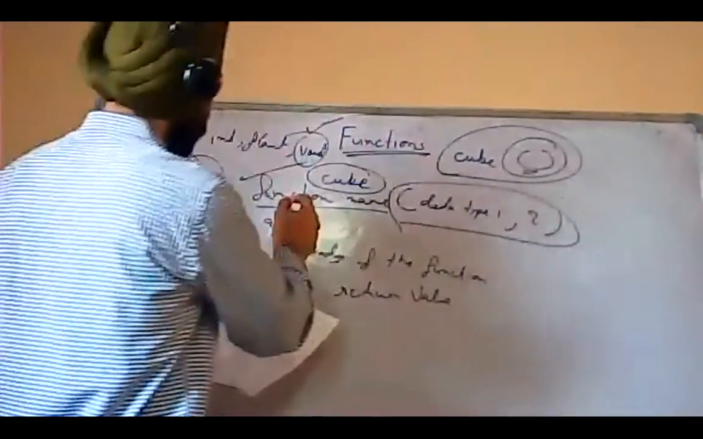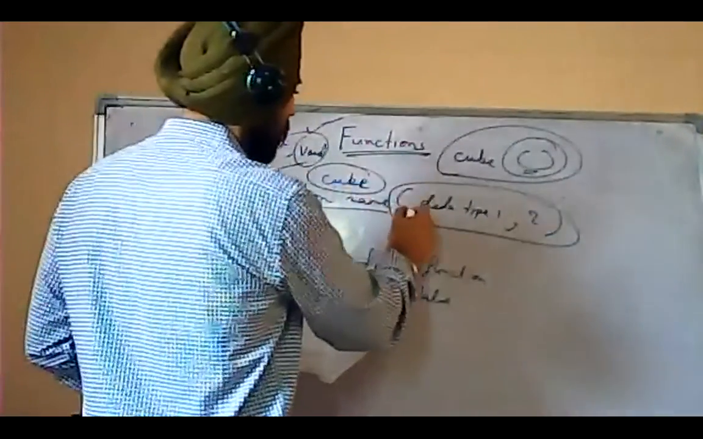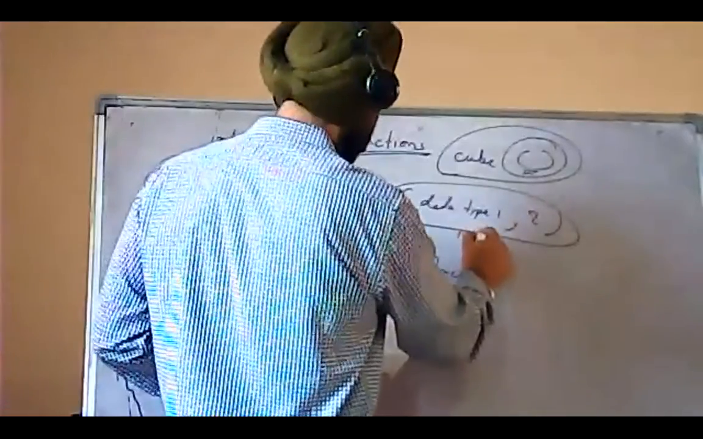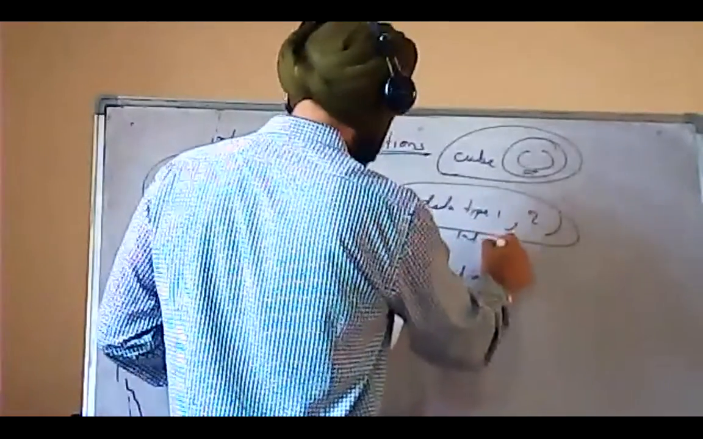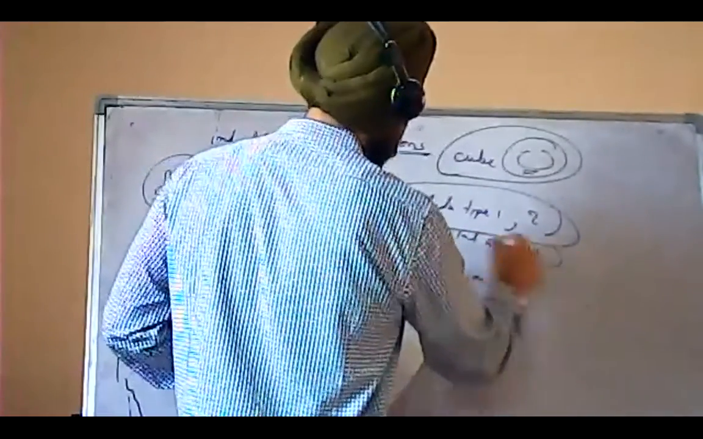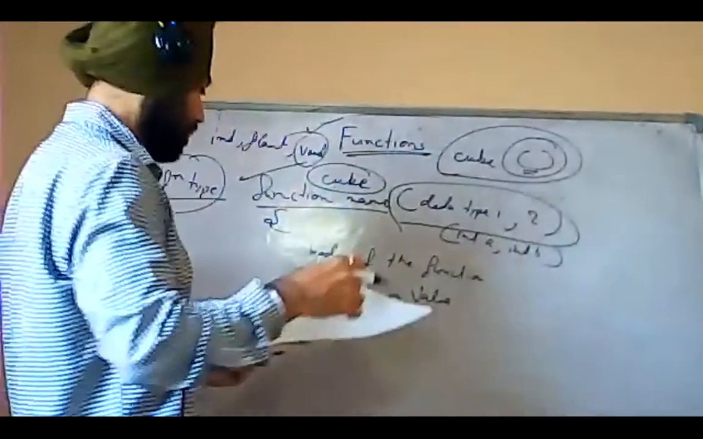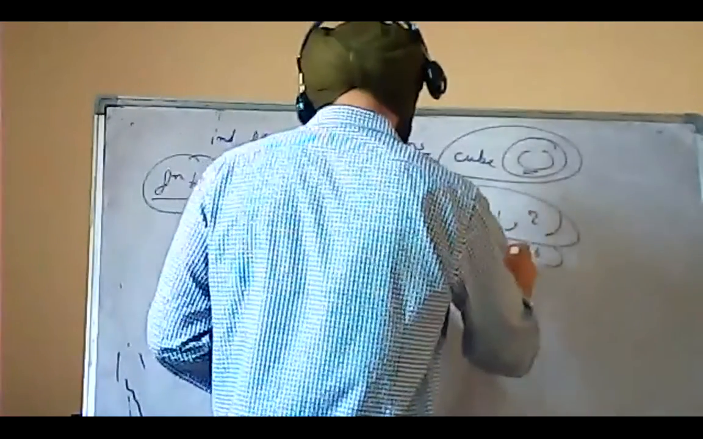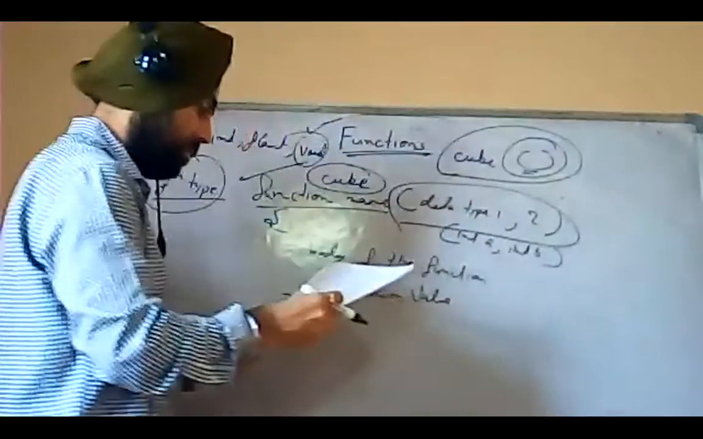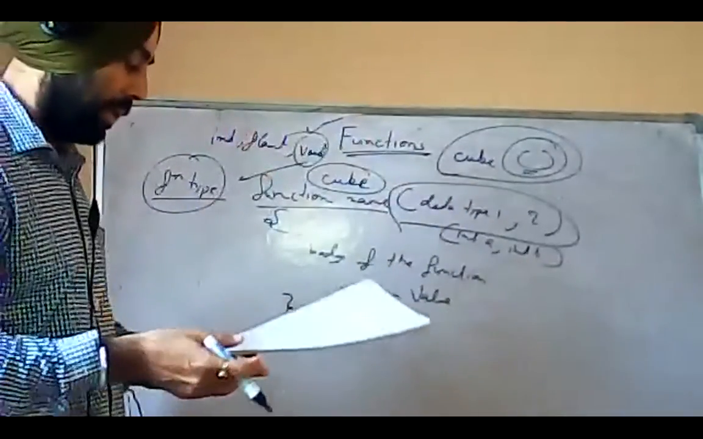Suppose here we write cube, then int a, comma, int b. So this is an example of formal parameters.